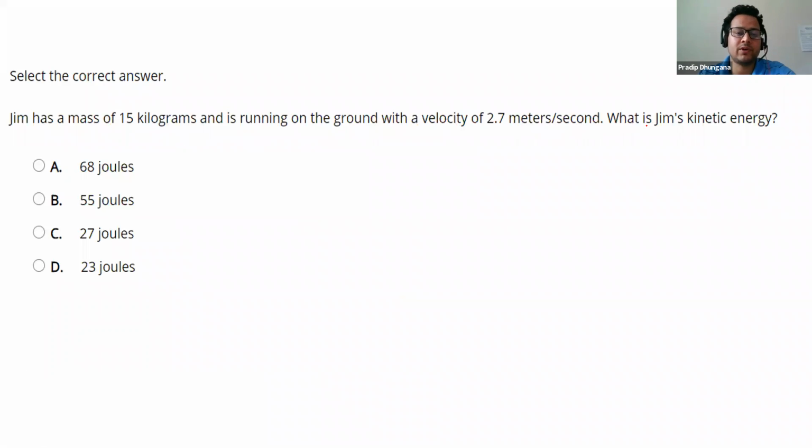So let me write the formula for you, and then you can solve that problem, and then I'll give you some time to work on it. Kinetic energy is 1/2 mass times velocity squared. That is the formula to calculate kinetic energy. Use that formula and calculate Jim's kinetic energy.